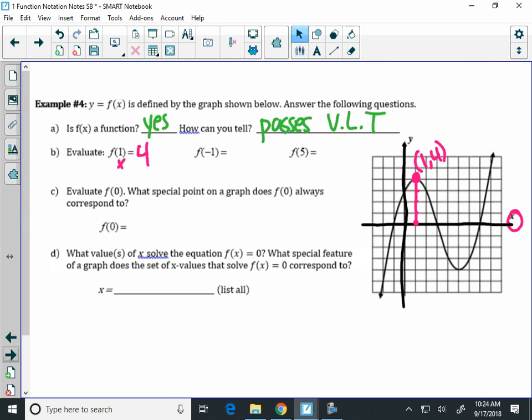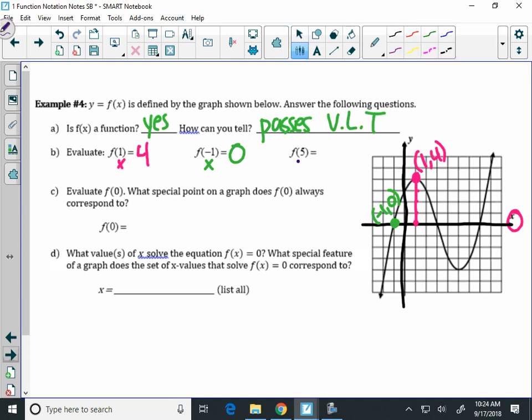Same idea for f of negative 1. Negative 1 is an x value. If I go to where x is negative 1 here, it looks like I don't have to go up or down to get to my graph because the output there is going to be 0. I didn't go up or down.